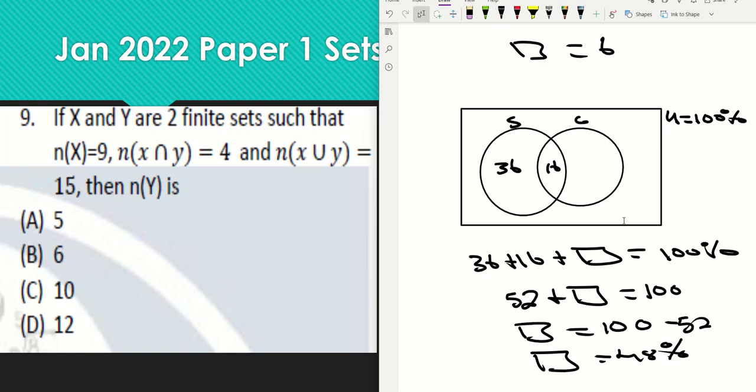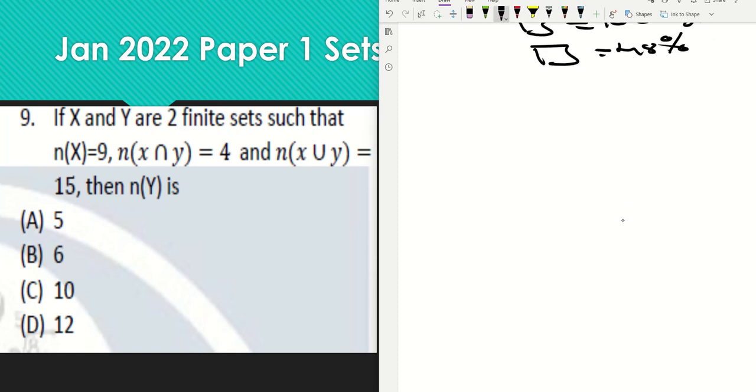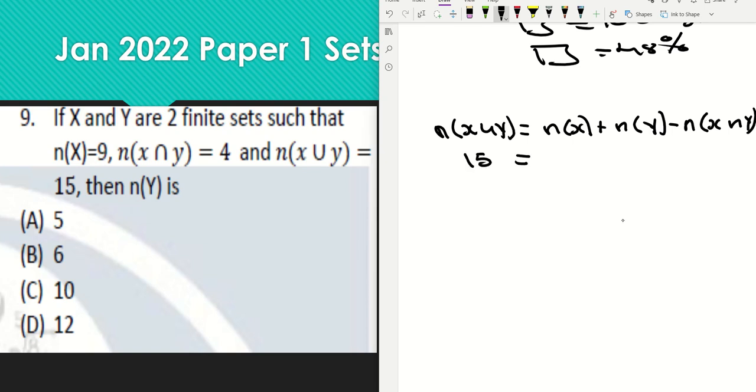Right. If you remember, we said that the number of elements for X union Y is equal to the number of elements for X plus the number of elements for Y minus the number of elements for X intersecting Y. Right? So what is the union? That is 15 equals 9 plus something, minus, what is the 4? So let us make the box the subject.